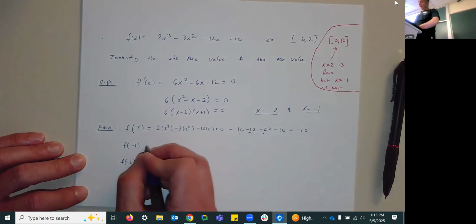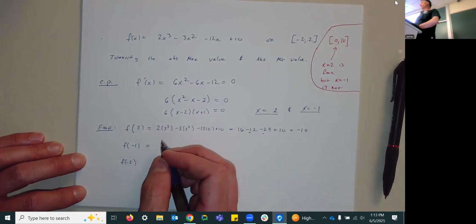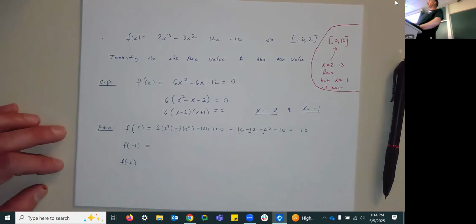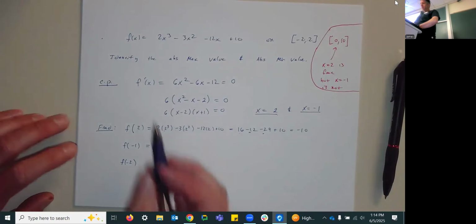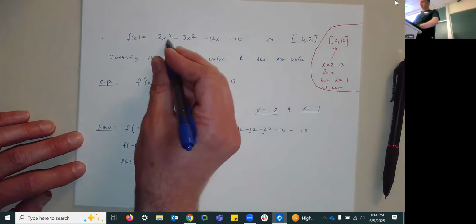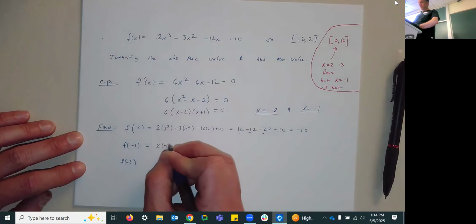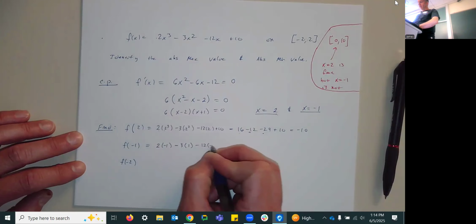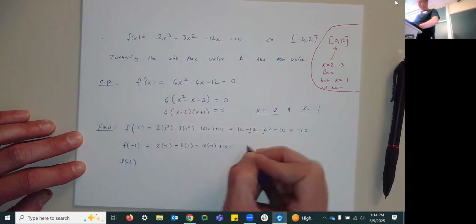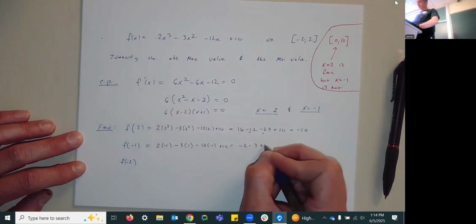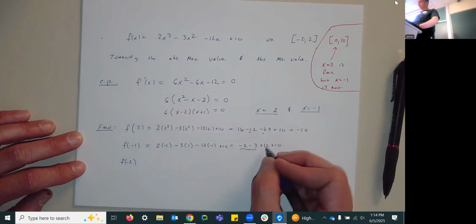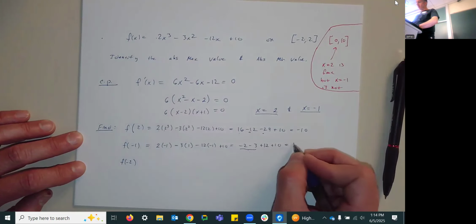And then f of negative 1 is a little easier. The nice thing about putting in negative 1 is negative 1 to an even power is 1. Negative 1 to an odd power is negative 1. So we're going to get 2 times negative 1 cubed, so that's just 2 times negative 1, minus 3 times negative 1 squared, which is 3 times positive 1, minus 12 times negative 1 plus 10. That's going to be negative 2 minus 3 plus 12 plus 10. That's a negative 5 plus 12 is 7 plus 10 is 17.